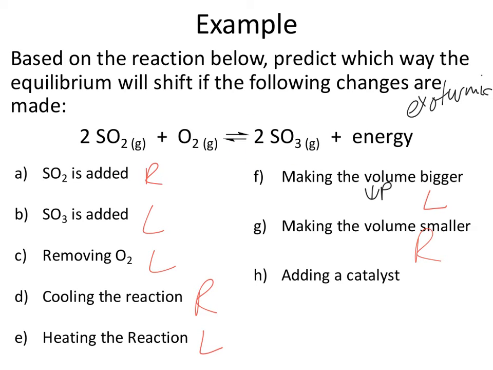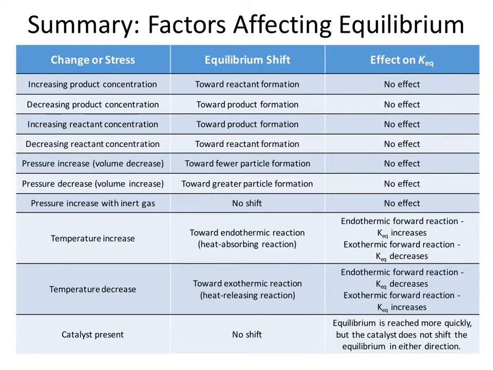What does adding a catalyst have to do with the equilibrium shift? Nothing. There's not going to be any change here. All that's going to mean is that equilibrium will be achieved a lot faster, but it won't affect the concentrations of either products or the reactants, so it has no effect whatsoever. So this is just a little summary of all the effects, the effect of the equilibrium shift and the KEQ. So if you like, you can print that out and have that in your books.